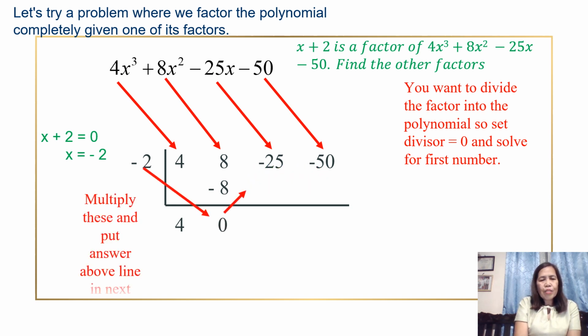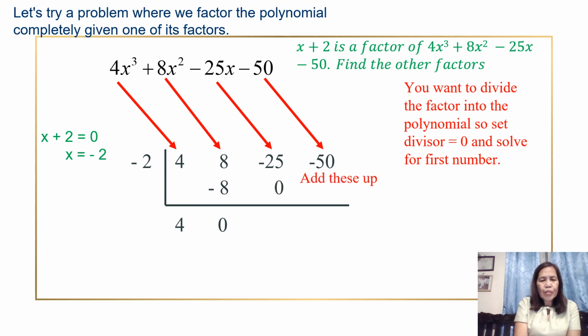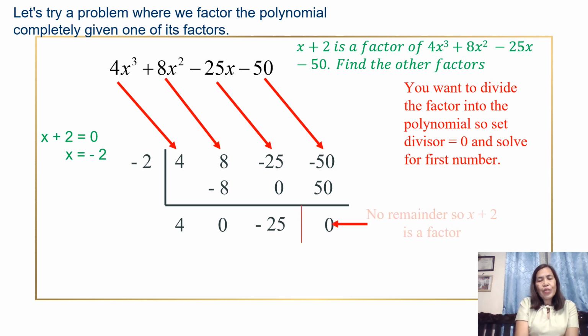0 times negative 2 is 0. Negative 25 plus 0 is negative 25. Negative 25 times negative 2 is positive 50. Negative 50 plus 50 is 0. Yan. Oh, so ang remainder ay 0. So, that means to say, x plus 2 is really a factor. And so, kukunin natin yung other 2 factors.